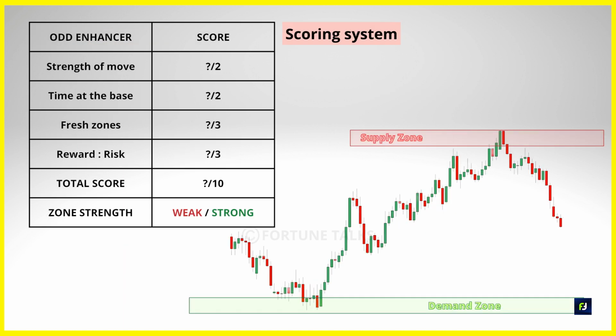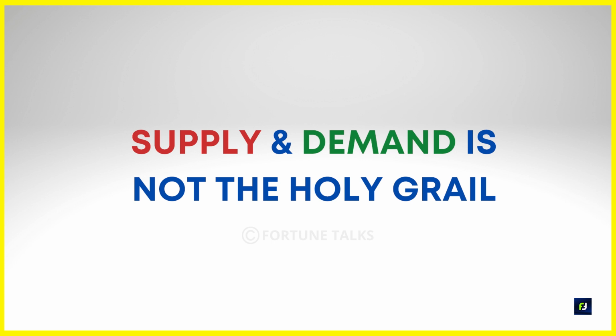Now with that being said, the odd enhancers we discussed here are very important tools to help you filter the supply and demand zones. In addition to that, the 4 odd enhancers used in this filtering system are what you need to score your supply and demand zones. This will further help to fine-tune your filtering system. But remember that these odd enhancers don't guarantee the success of your trade. Instead, what they do is give you a better chance of taking the right trades when they show up and leaving the ones that have a low probability of success.